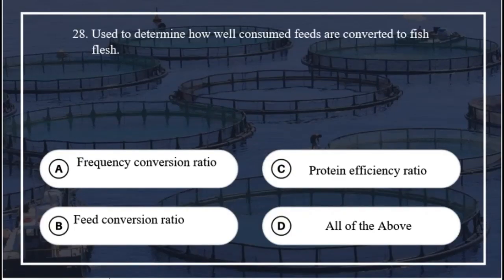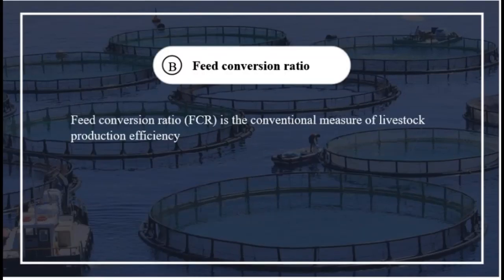28. Used to determine how well consumed feeds are converted to fish flesh. A. Frequency conversion ratio. B. Feed conversion ratio. C. Protein efficiency ratio. D. Both B and C. Answer: B. Feed conversion ratio, FCR, is the conventional measure of livestock production efficiency.